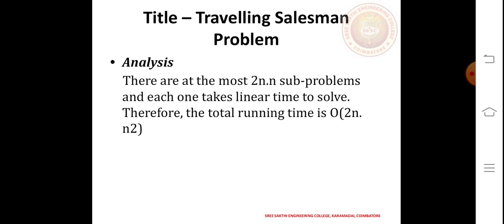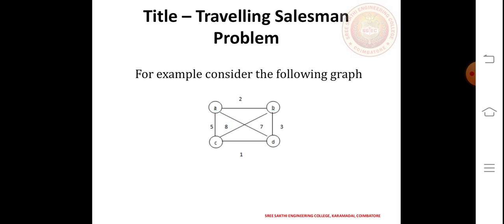In the analysis of the traveling salesman problem, there are at most 2 to the power n times n subproblems, and each one takes linear time to solve. Therefore, the total running time is O of 2 to the power n times n squared. Let us see the problem with a small example.